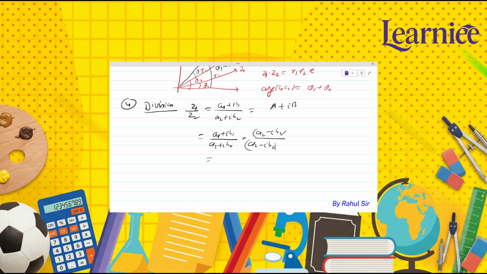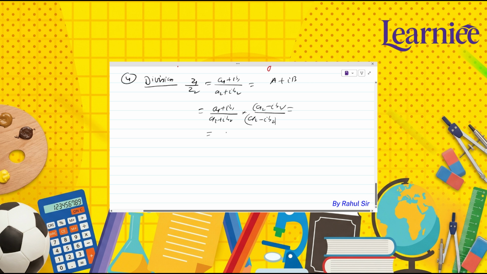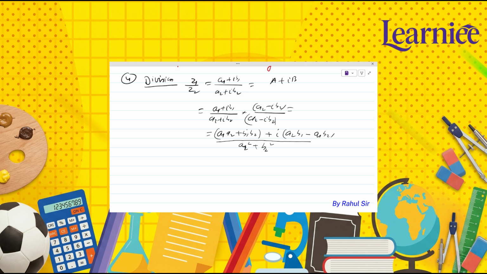So we will get something I can directly write. So let's say a1 a2 plus b1 b2 plus I times (a2 b1 minus a1 b2) divided by a2 square plus b2 square. So this is in the form of, this is the real part and this is the imaginary part of the complex number.